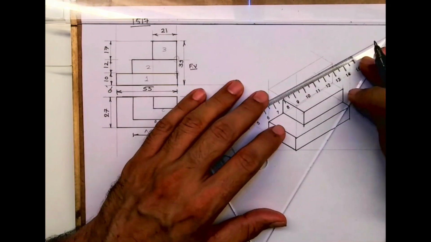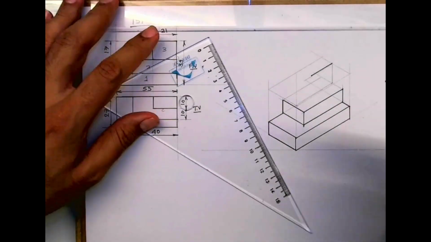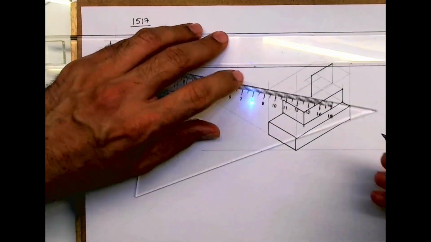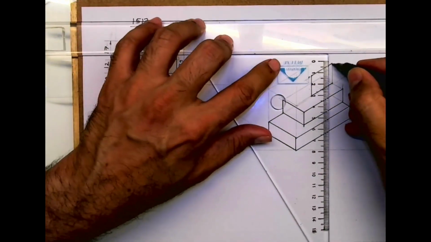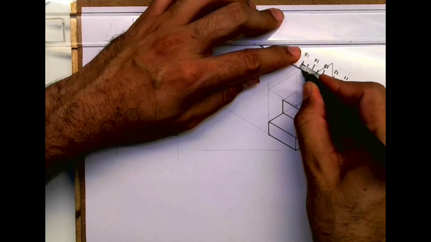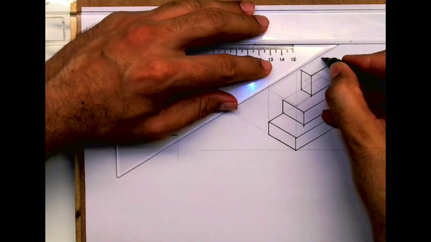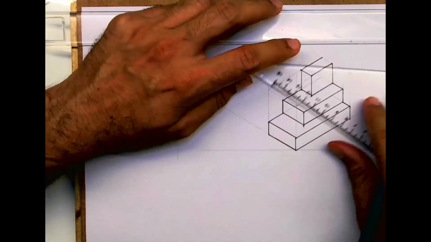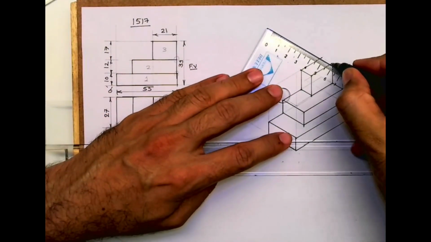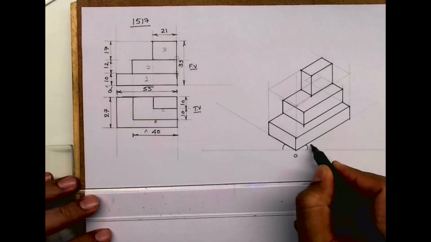And this is 21. So this is how you'll get this part 3. And again we'll take that part 3 also behind. It will go behind by 10. And this is how it will look. So I hope you people have understood this. Thank you.